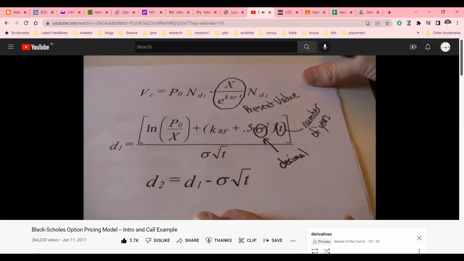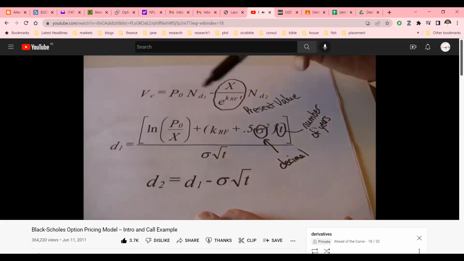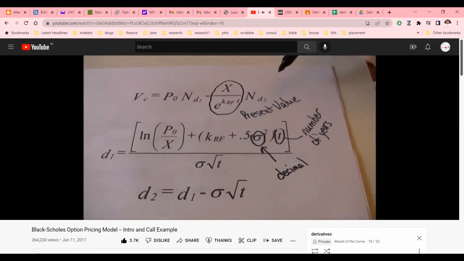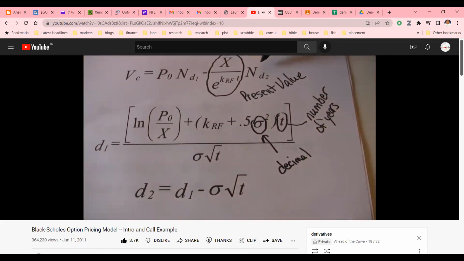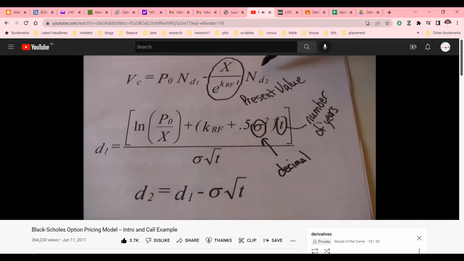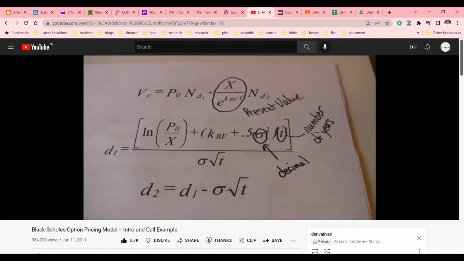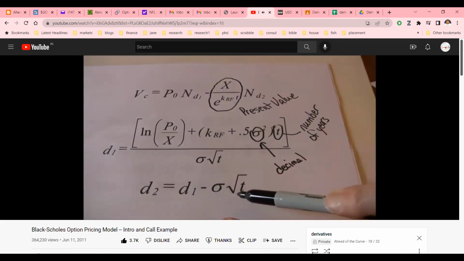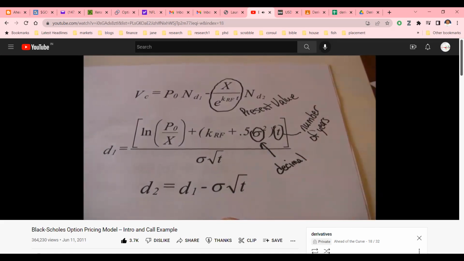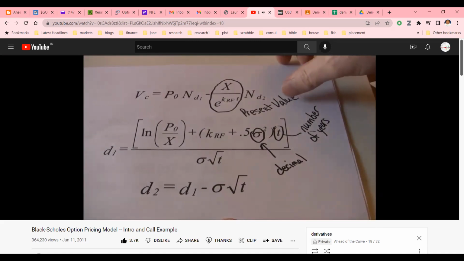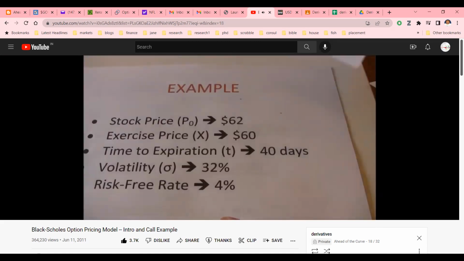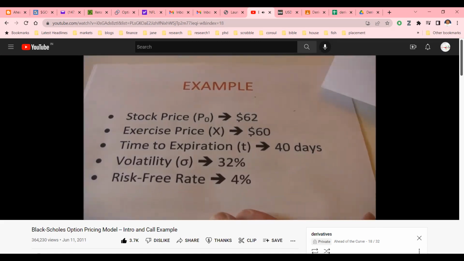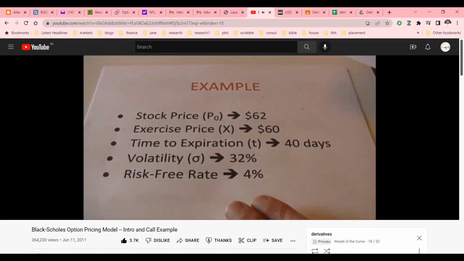And our last formula, finally something relatively short, is d2, and that's used up here in the second half of the value of the call formula. That is just d1 minus the standard deviation times the square root of time. Now, in order to walk through the Black Scholes option pricing model, the best way is to set up an example and go through that. So let's start with an example.